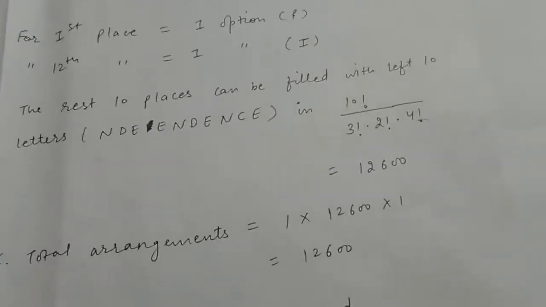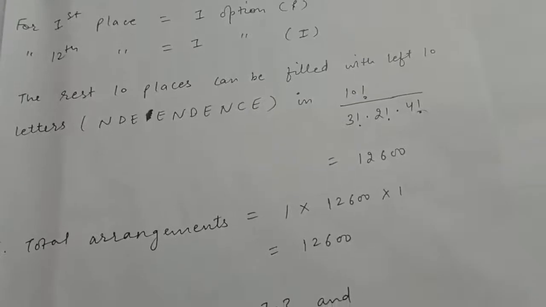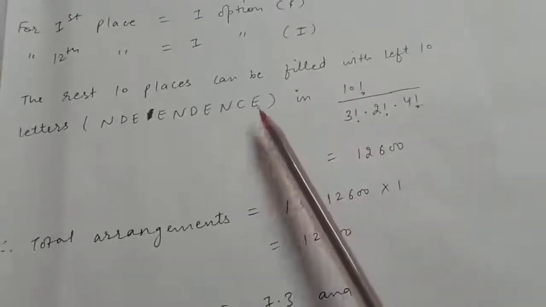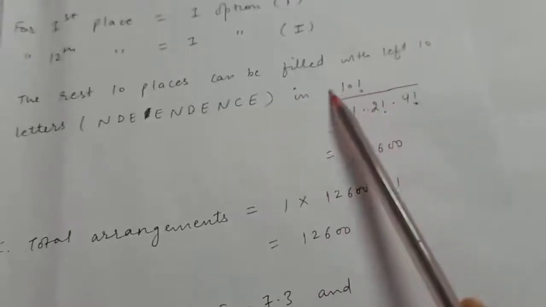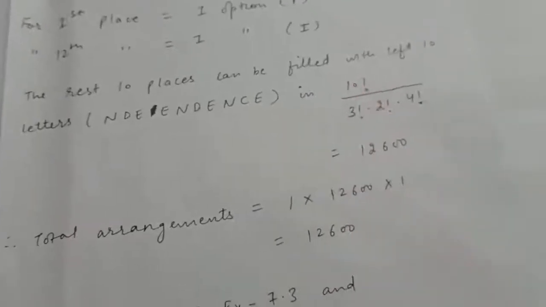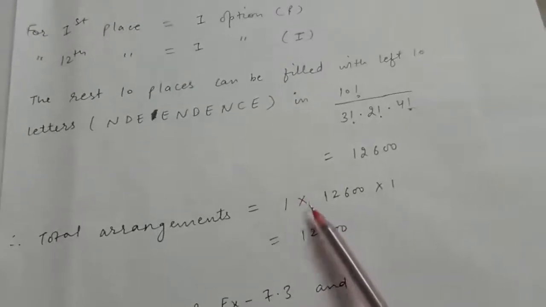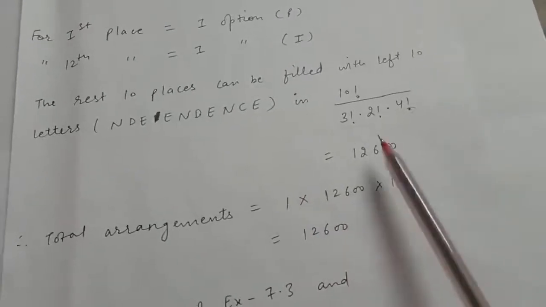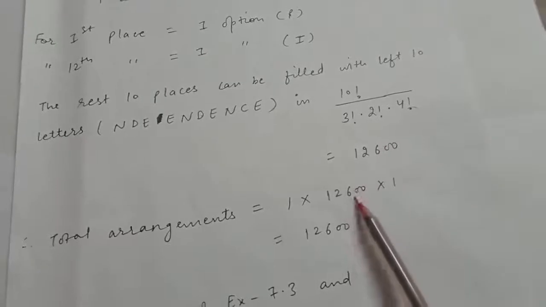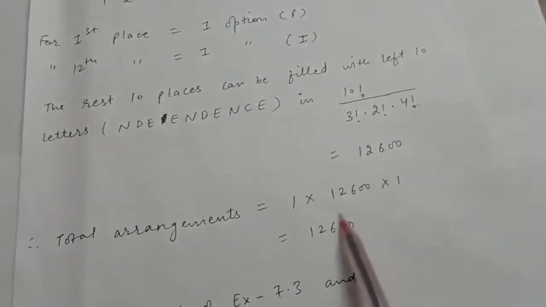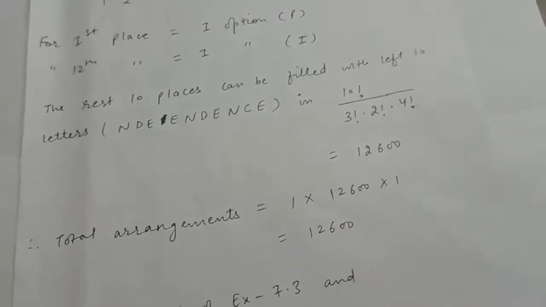So the rest 10 places can be filled with these left 10 letters in these ways, right? Therefore total arrangement will be, for the first place one option, then for the next 10 places these many options, and for the last again one option. So you will get this as the answer, right?